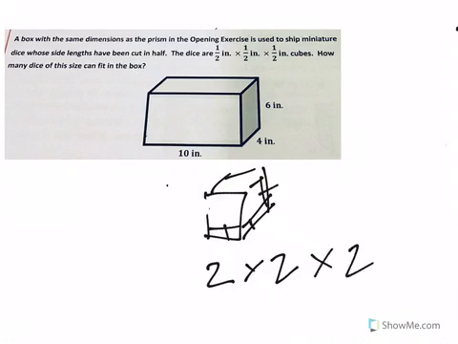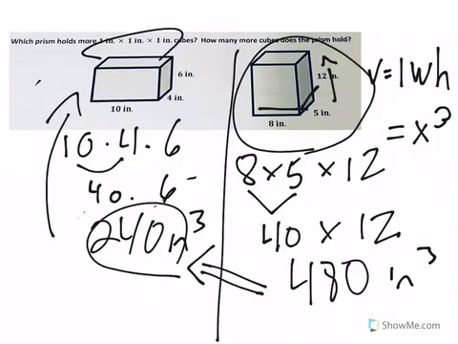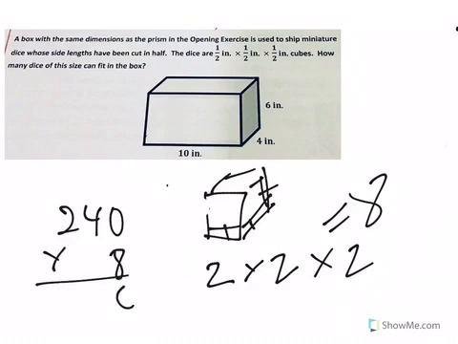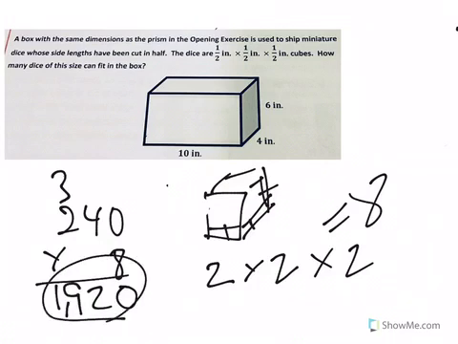So what you end up with is 2 times 2 times 2, which is 8. So it's 8 times the size of the original. So again, if we go back and look at that 240 number and multiply that by 8, we get 1,920 cubes that are 1/2 by 1/2 by 1/2 that you could fit into this prism.